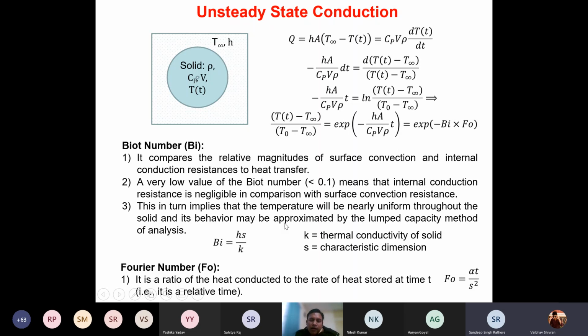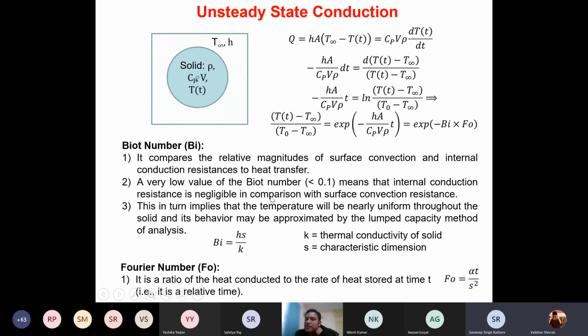So Biot number is calculated by this equation hs by k, where h is nothing but the heat transfer coefficient, s is the characteristic dimension, and k is the thermal conductivity. And this Biot number has to be less than 0.1 in order to apply this equation. Okay. So basically the Biot number compares the magnitude of surface convection and the internal conduction resistance, and you can apply this equation only if the internal resistance is negligible.